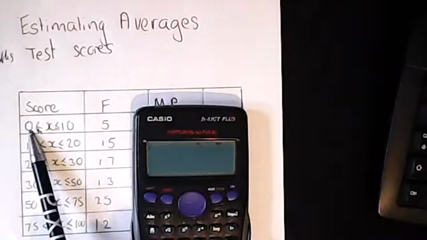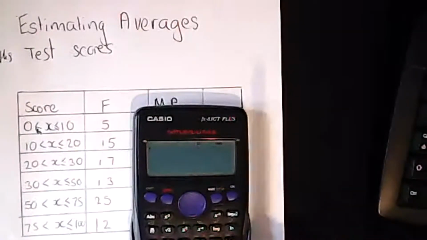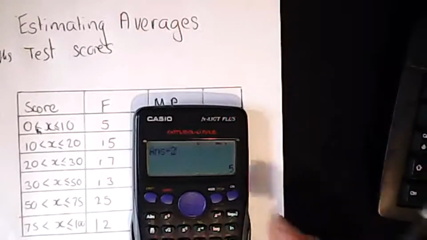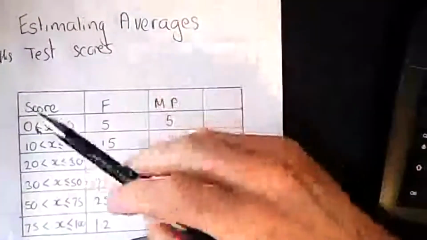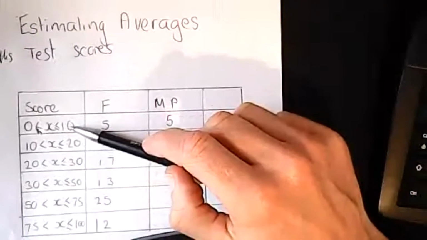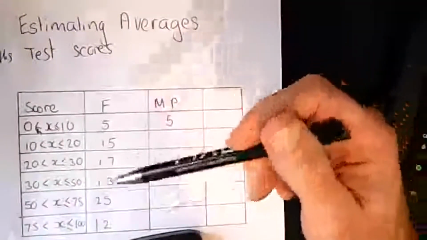Take the smallest number in the interval with the biggest number, add them together and divide by 2. So 0 plus 10 and divide by 2, that's going to give us 5. Repeat that process all the time. Obviously that's quite easy to do. 0 add 10 is 10 divided by 2, but if you're using your calculator, that's fine as well, because this tends to be a calculator question.